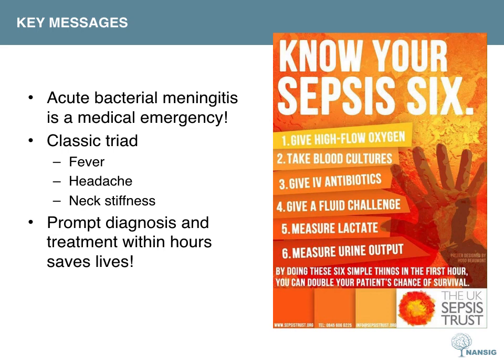You should familiarize yourself with the sepsis 6, which are key elements of the diagnostic workup and treatment of suspected acute meningitis. The sepsis 6 are: number 1, give high flow oxygen; number 2, take blood cultures; number 3, give intravenous antibiotics; number 4, give a fluid challenge; number 5, measure serum lactate; and number 6, measure urine output. Remembering these steps will help you diagnose meningitis and can help improve a patient's chance of survival.